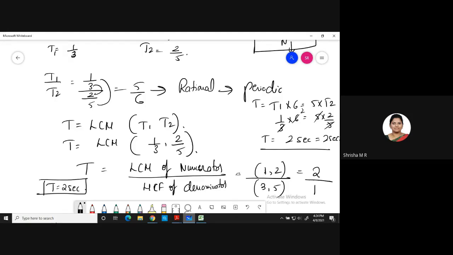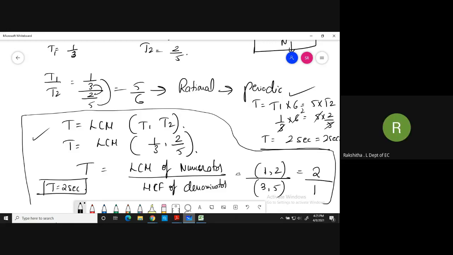You can do any method. Just for extra information, I have done this. You can do this method also. Whichever is easy, you do that. Clear?